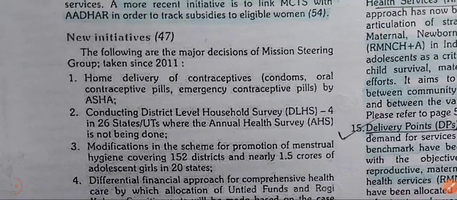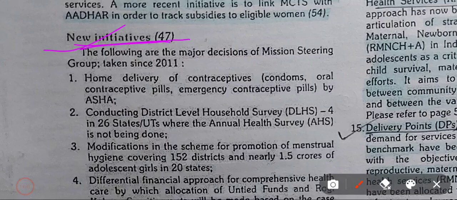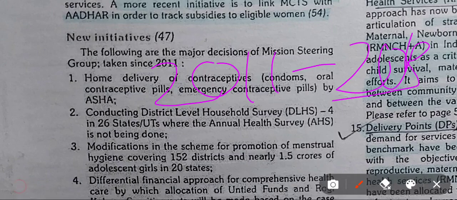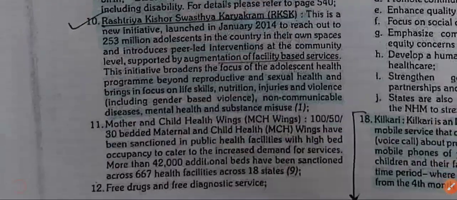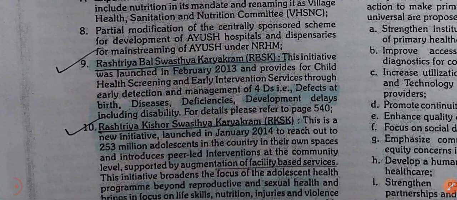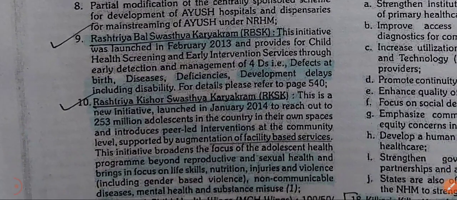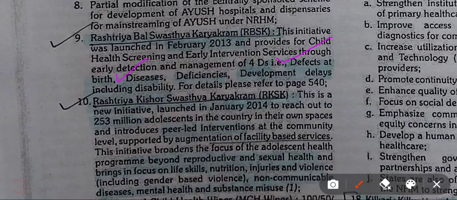Then come the 5 major new initiatives after 2011 to 2013. First is the Rashtriya Bal Swasthya Karyakram, RBSK, launched in February 2013. It provides child health screening and early intervention services through early detection and management of mainly the 4Ds: defects at birth, diseases, deficiencies, and developmental delays, including disability.